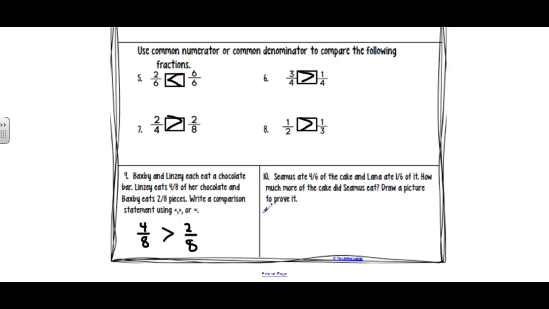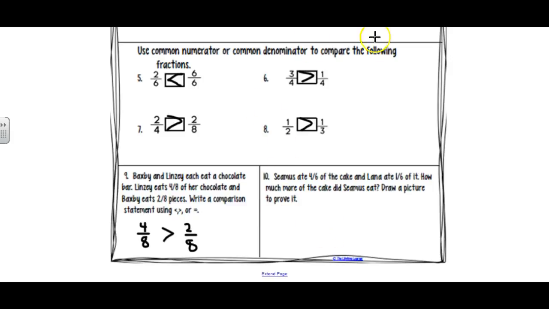Okay, number 10, it says Seamus ate 4/6 of the cake and Lena ate 1/6 of it. How much more of the cake did Seamus eat? Draw a picture to prove it. Okay, so this is not saying compare 4/6 and 1/6. It's saying how much more did Seamus eat? So this one right here, you actually do have to have a picture.